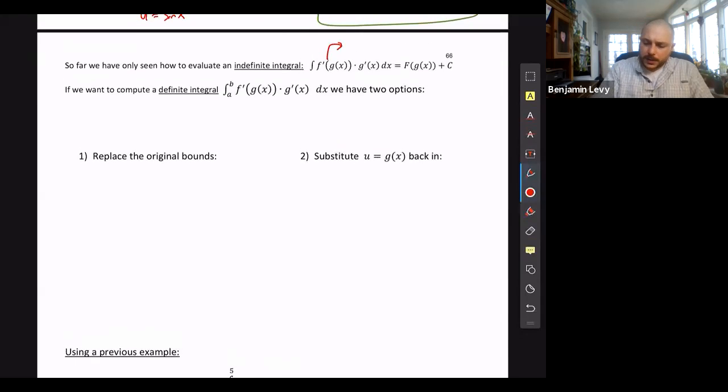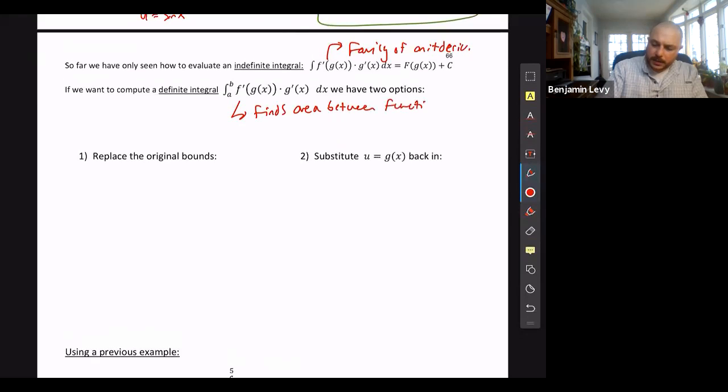Just as a quick reminder, this is the family of antiderivatives. It's particularly relevant for the quiz this afternoon. And when you do A to B, when you throw an A and B on there, it finds area, specifically between the function and the x-axis. Please remember that phrasing. It will be important later. I'm rewriting down what I just said in words.